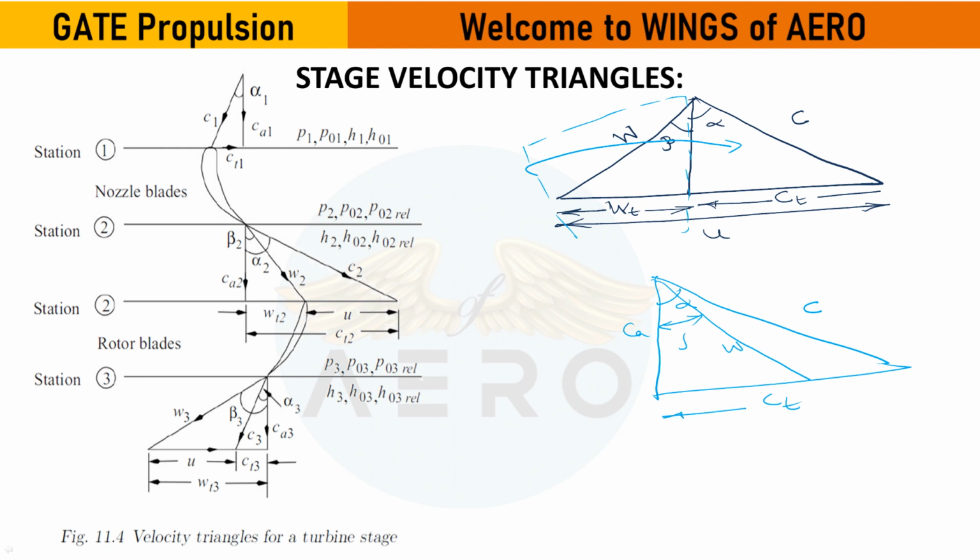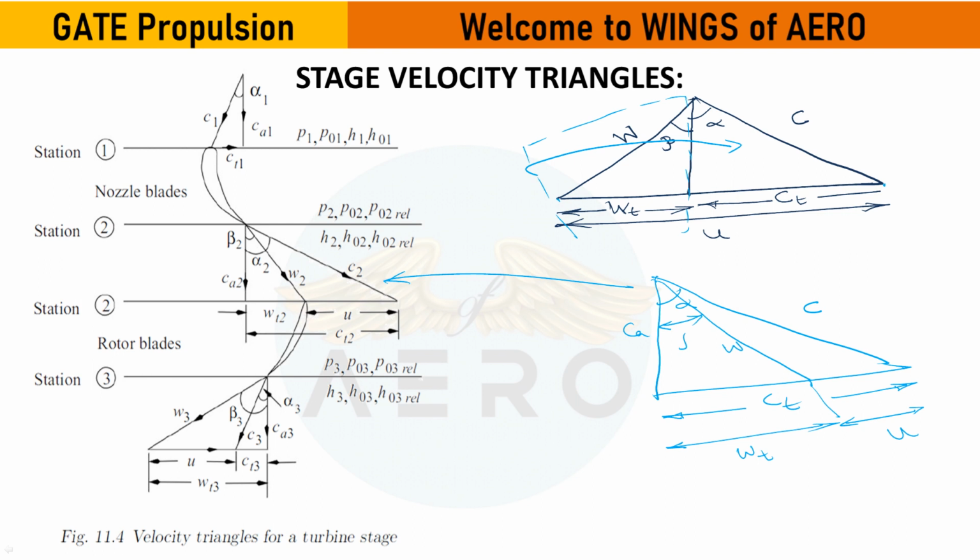Before, here to here was your CT. Now here to here will become your WT. And you know, this point to this point is always U. So that means this point to this point is your U. Are you getting the same? Just now refer over here. Yes or no? Are you getting the same?